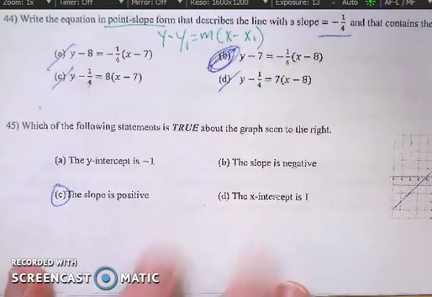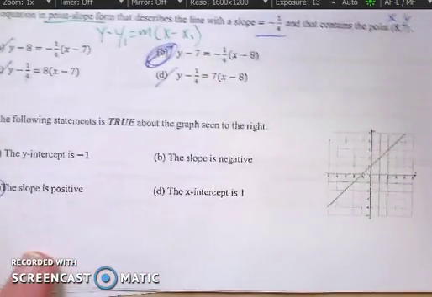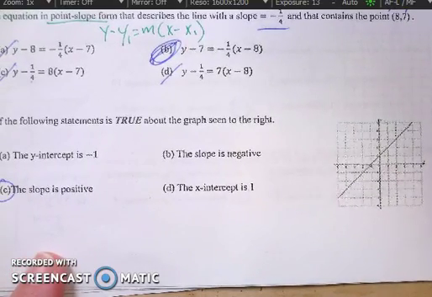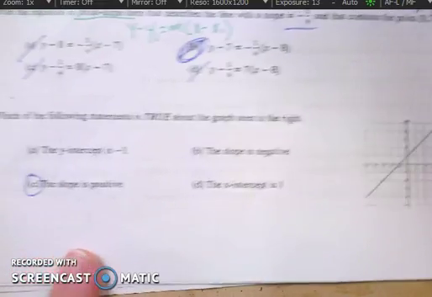I believe we did this one in class. Which of the following is true? In the statement that it is a positive slope, it goes up as it goes from left to right as you read the graph.